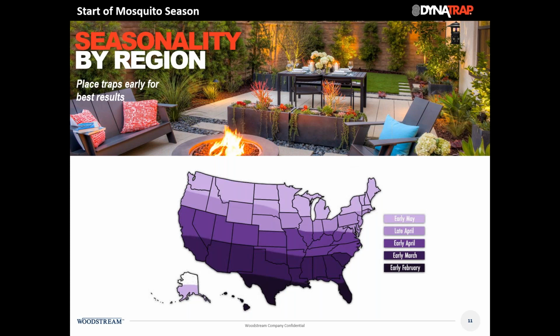So if you can take care of the first few hatchlings that come out, you're way ahead of the game, because those offspring can't reproduce, and so on and so forth. So you might have in a specific area hundreds of thousands of mosquitoes in June, where you may have only had hundreds at the very beginning of the season. So it's critical to get it out early.